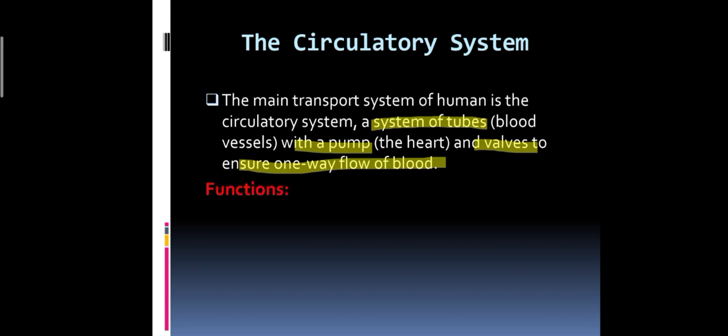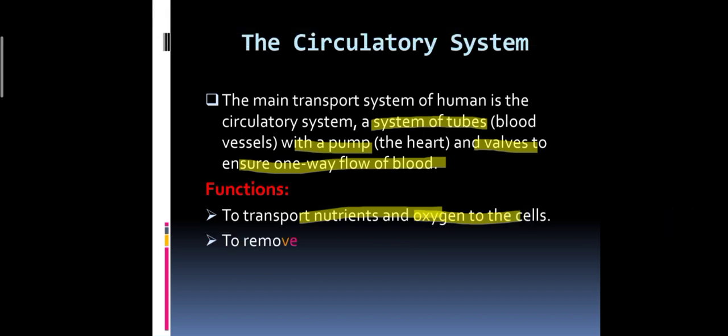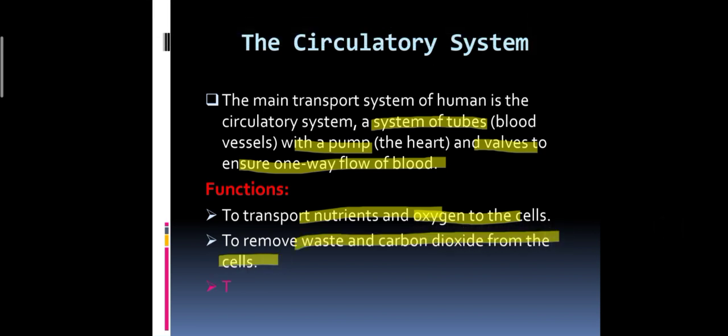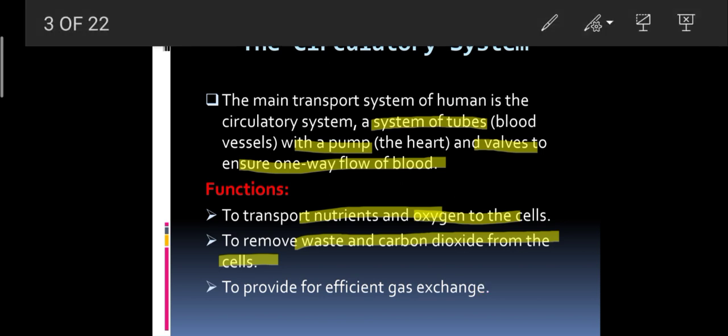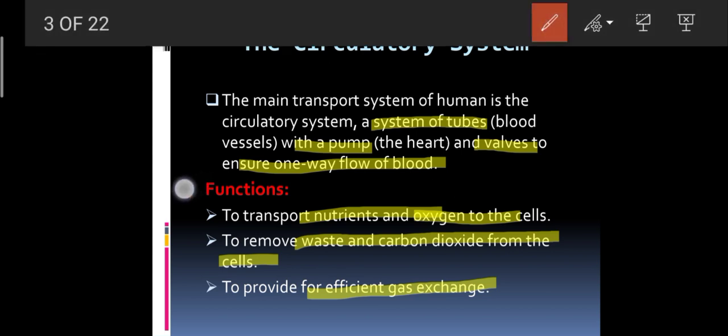If we discuss the functions of the circulatory system, then the circulatory system transports the nutrients and oxygen to the cells. It also removes the waste and carbon dioxide from the cells. And the circulatory system provides efficient gas exchange. So these are the functions of the circulatory system.